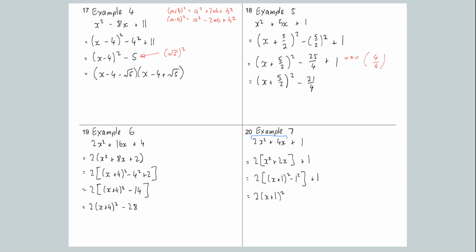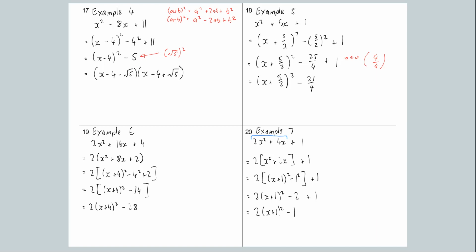1 squared is 1. Careful, it's not minus 1 squared. It's take away 1 squared. So 1 squared is 1. 2 times 1 is 2. So I've got minus 2, and then the plus 1 from outside the square brackets. And then I'll just tidy it up from there. x plus 1 all squared, minus 2 plus 1, which is minus 1.